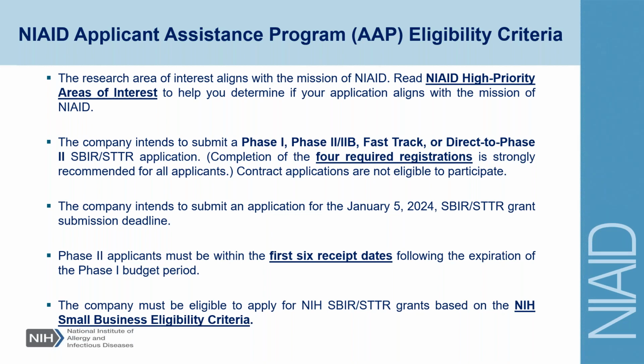And for phase 2 applicants who wish to participate, you must be within the first receipt dates following the expiration of your phase 1 budget period. And of course, your company must be eligible to apply for NIH SBIR STTR grants based on the NIH small business eligibility criteria.